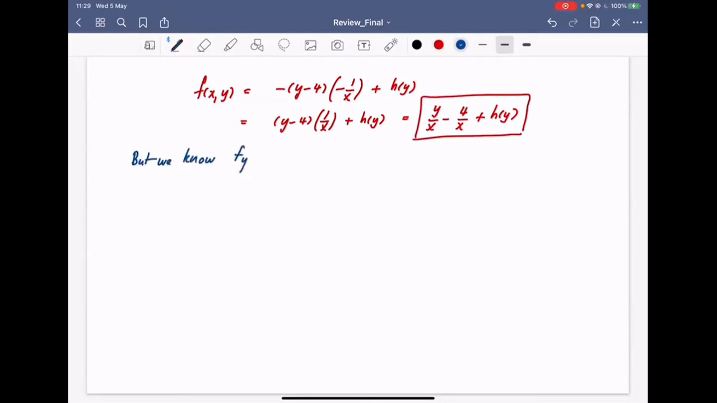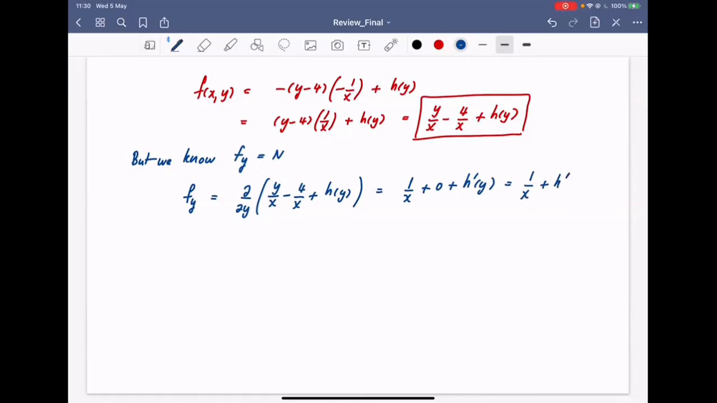But we know that if you differentiate f with respect to y, you also get N. So we're going to differentiate the function I have with respect to y. You get 1 over x, you get 0, and then you get h prime of y. At the end, you get 1 over x plus h prime of y. Well, this thing must be N.